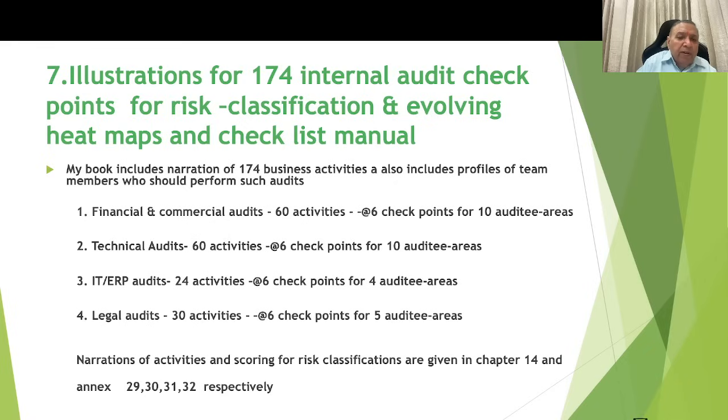Then one needs to also prepare a checklist manual. This manual will be based on all these points. Although I have given 174, based on my experience there is a potential to make about 900 to 1200 business activities in each of these four types of area audits. So the total can be, for example, 3600 to 4800 audit checkpoints, plus one can also add some more aspects from the strategy side.